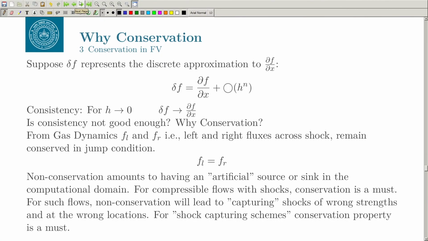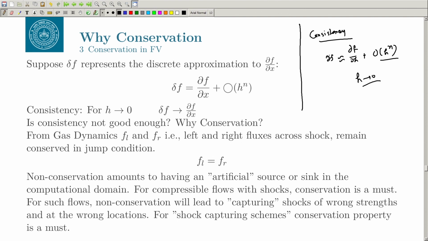Now, the last point that I want to cover today is why conservation is important. Typically you talk about a consistent scheme. What I mean is, let us say you have a scheme which gives del f by del h plus order h to the power n, which is basically an nth order scheme, and as h tends to 0, it will approximate the true value. Let us say my true value is delta f. It will approach that value as h tends to 0.